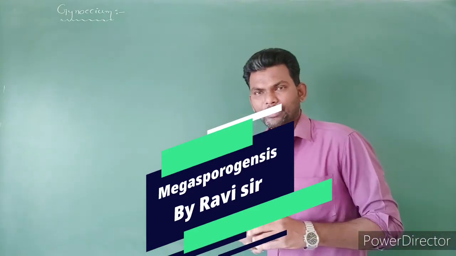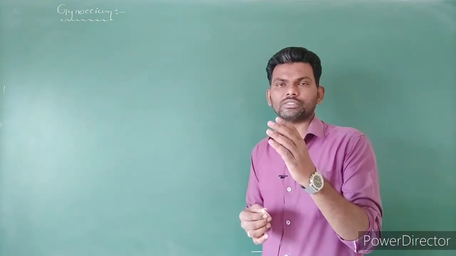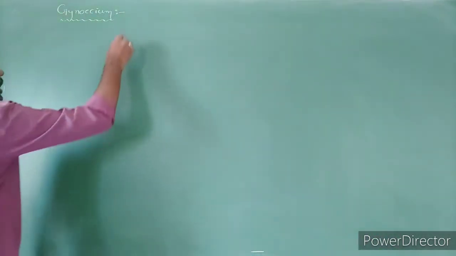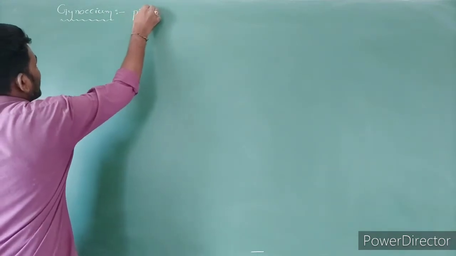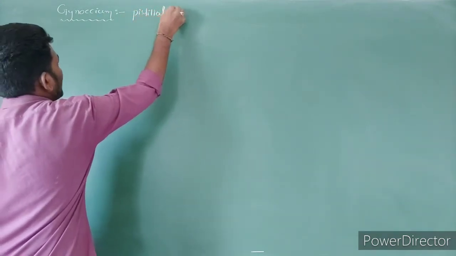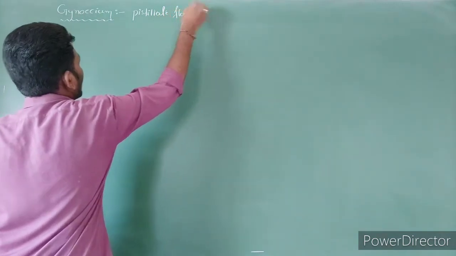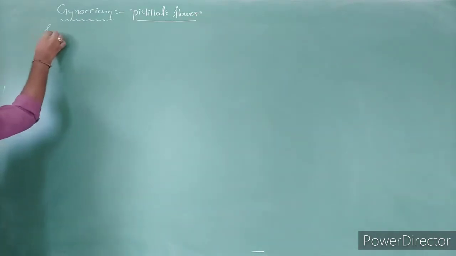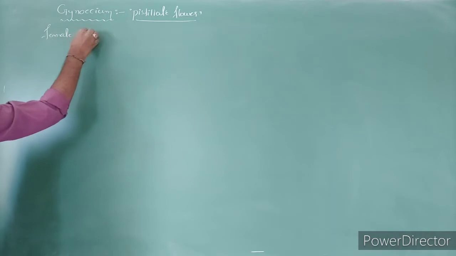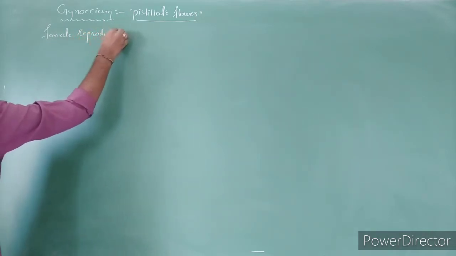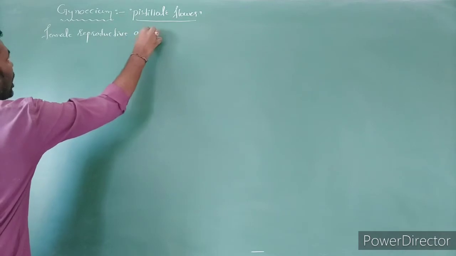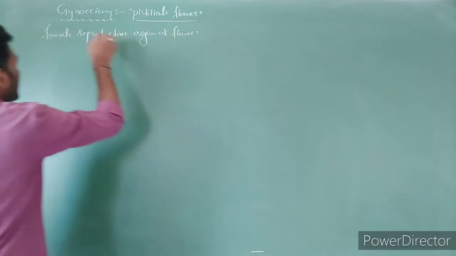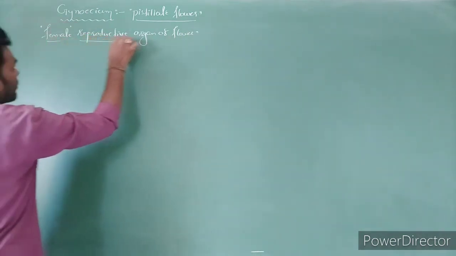Gynoecium, it is also called as what? Pistillate flower. The pistil represents the female reproductive organ in the flower, right? The first point is gynoecium, which is also called pistillate flower, and this pistil, nothing but gynoecium, represents the female reproductive organ of the flower. Nothing but it is which flower? It is a female flower.